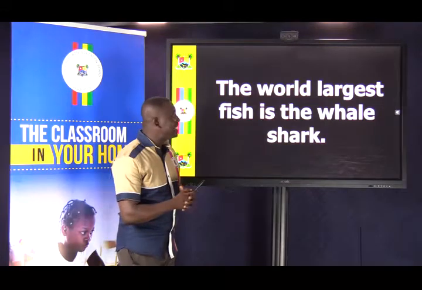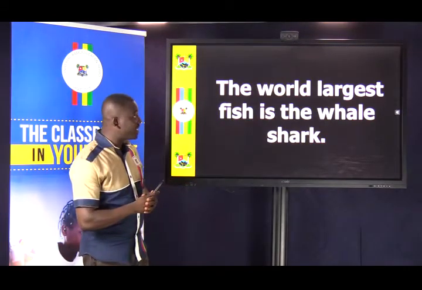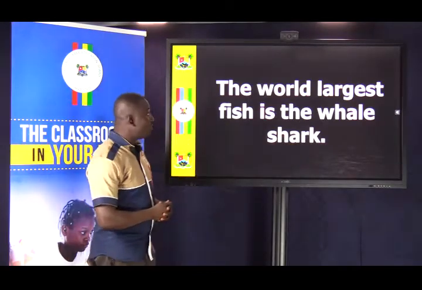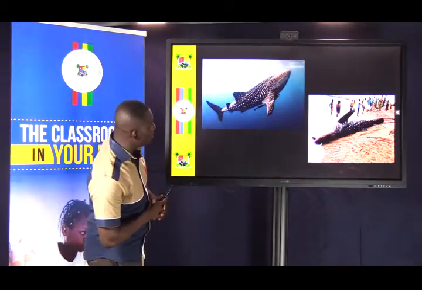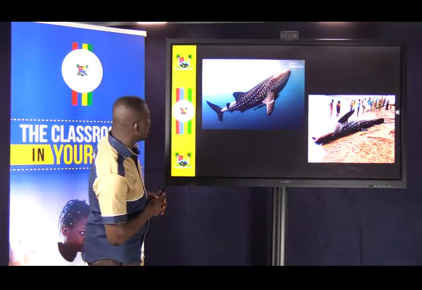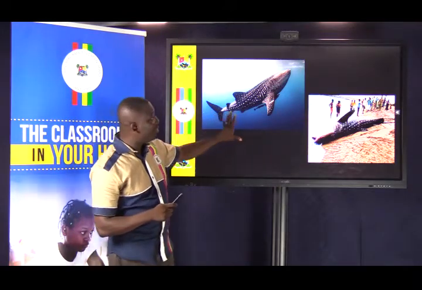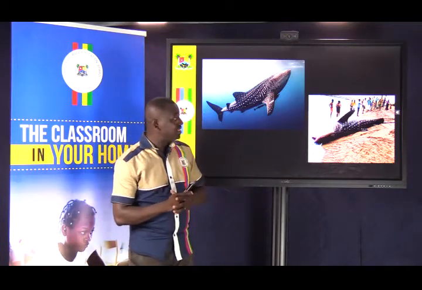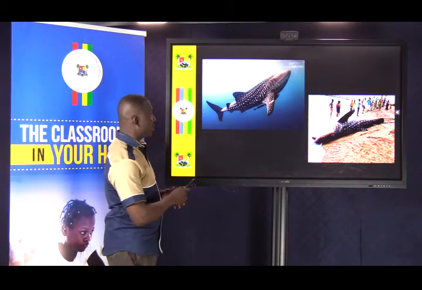The world's largest fish is the whale shark. Wow, the whale shark, okay? It means that it will be very big. The world's largest fish is the whale shark. Let's look at how the whale shark looks like. Can you see? I want you to track the screen. The whale shark is actually big, very big. So it is the largest fish in the world, the whale shark.